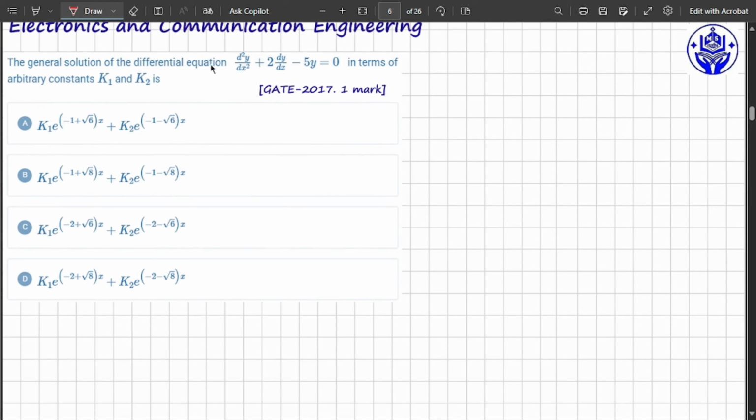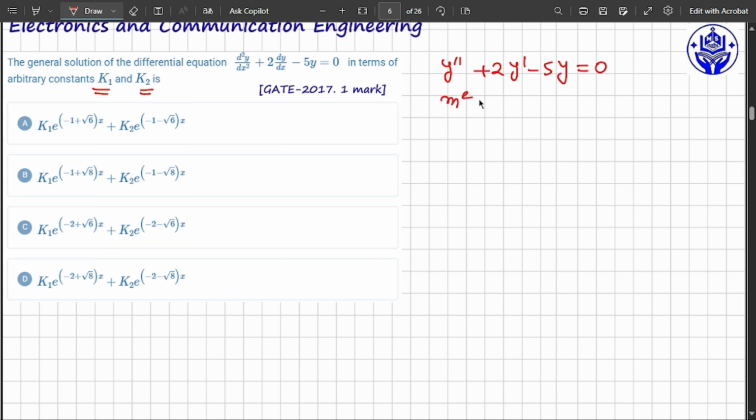Next one is related to the second order differential equation. Again, we have a differential equation y double dash plus 2y dash minus 5y is equal to 0. And here we have arbitrary constants, that is k1 and k2. Now, what is the solution? Or basically it is a complementary function for this.